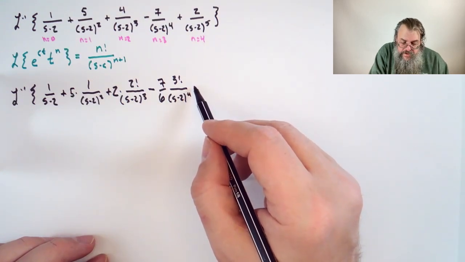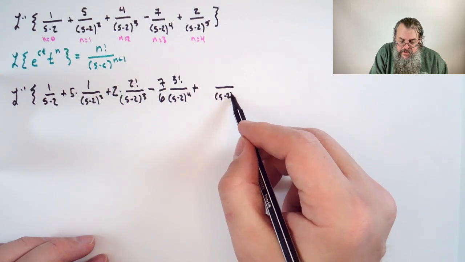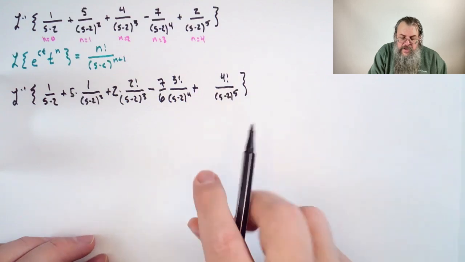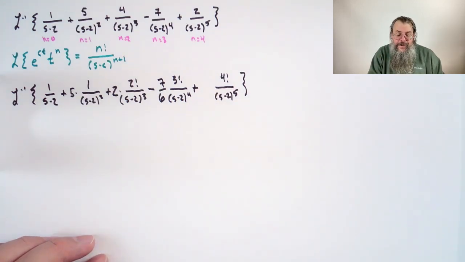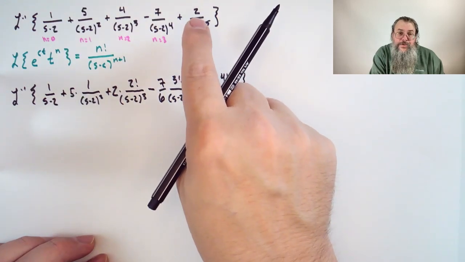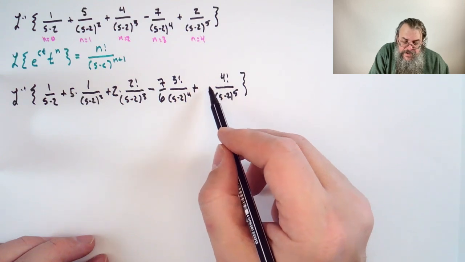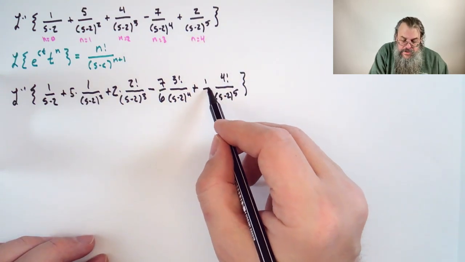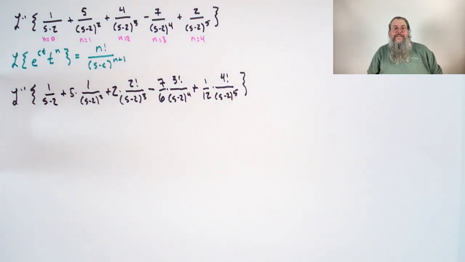Now, our last part, plus s minus 2 to the 5th. Upstairs, we want a 4 factorial. Now, 4 factorial is 24. We started with 2. We want 24. So we need to have something in front. So 4 factorial times our something gives us 2, which is 1/12. Okay, and so now we're ready.